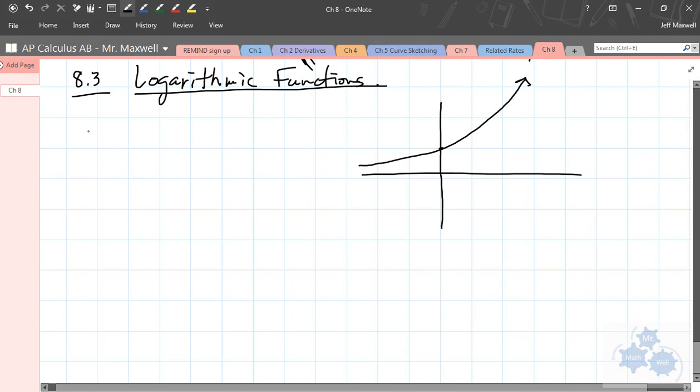Okay, 8.3 is logarithmic functions. What are logarithmic functions? You've studied this before in math classes. You should know that exponential functions and logarithmic functions are related. We talked about that, I believe, too, right?